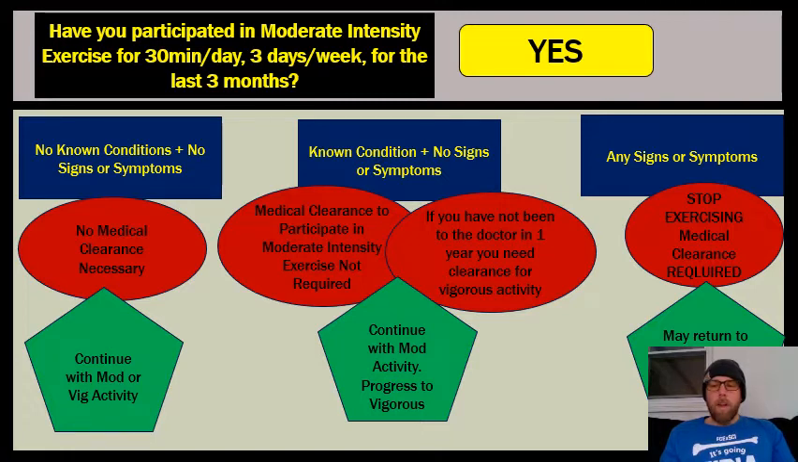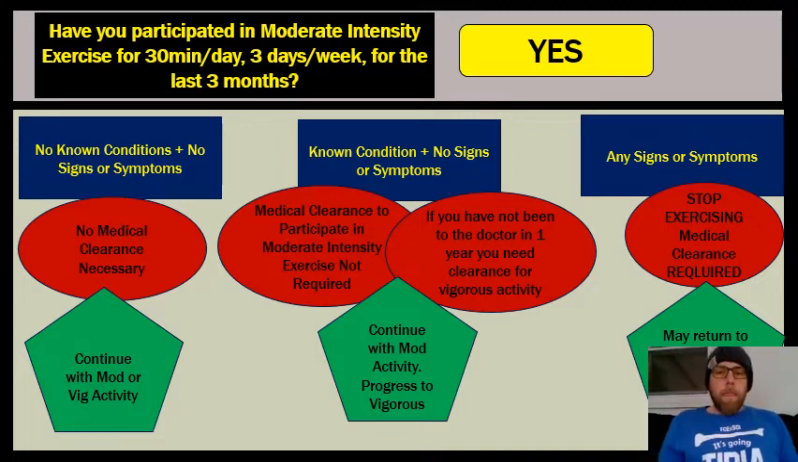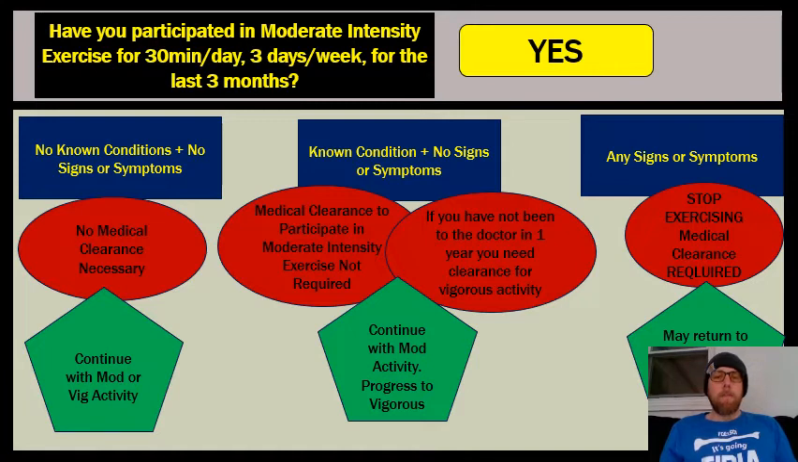All right, so now we talked about asking them the first question. Have you participated in moderate intensity exercise for 30 minutes a day, 3 days a week for the last 3 months? And on this slide, we're assuming that the answer has been yes. Then we have one of 3 paths we can take to our next question, and that has to do with our known conditions and our signs or symptoms.